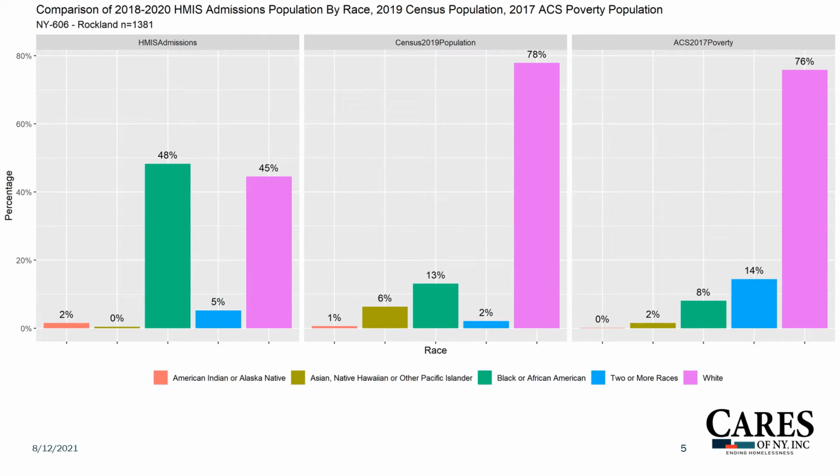And what we can see here is although white clients make up more than 80% of the community's population, more than 3/4 of the poverty population, 48% of all HMIS admissions were from clients who were Black or African American. The same conclusion is drawn whether you look at the census or the American Community Survey poverty population. In both instances, we see there is an overrepresentation of Black or African American clients in the homeless system.